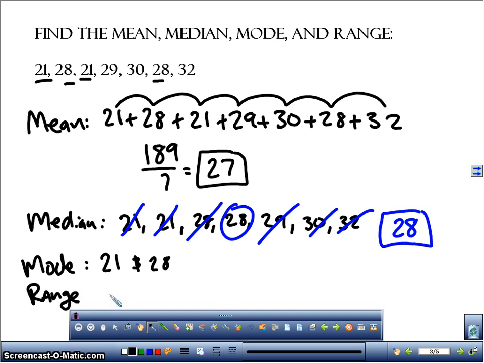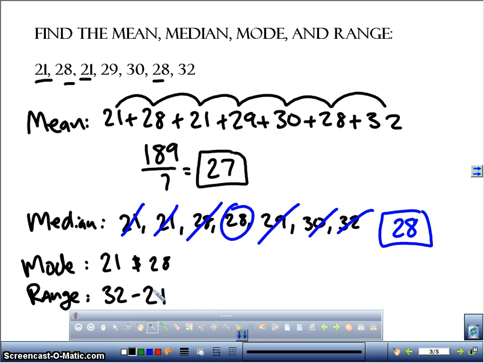And then finally our range. Our range is our biggest number, which is 32, minus our smallest number, 21. I just subtract those, and whatever that is, is my range. That's it. So those are my answers. That's not too bad. Okay, let's move on to the next thing.